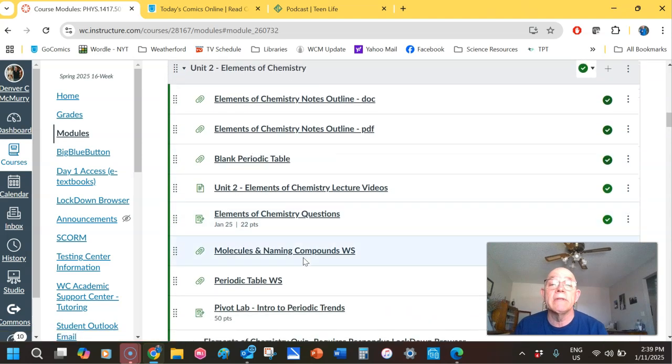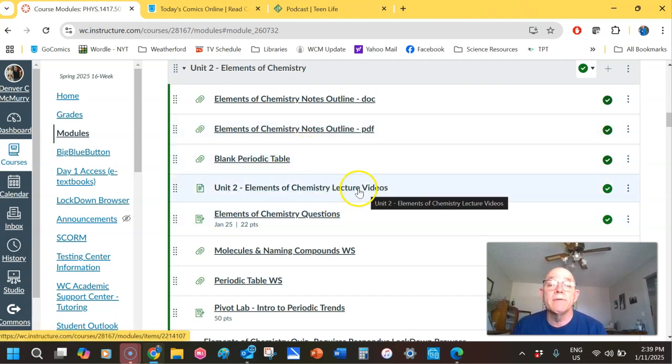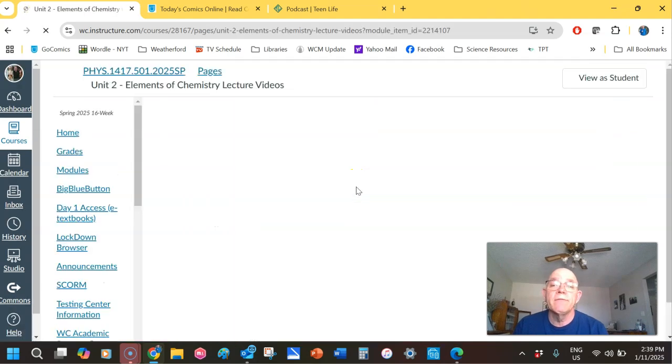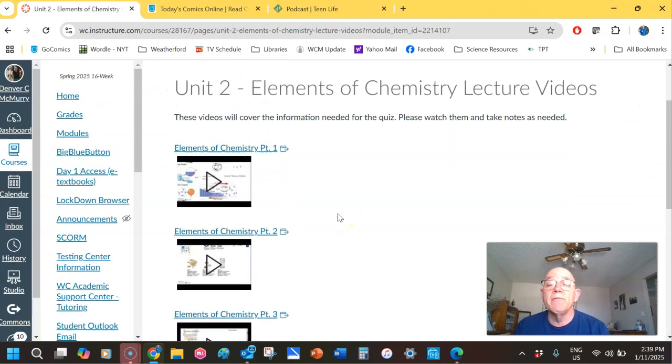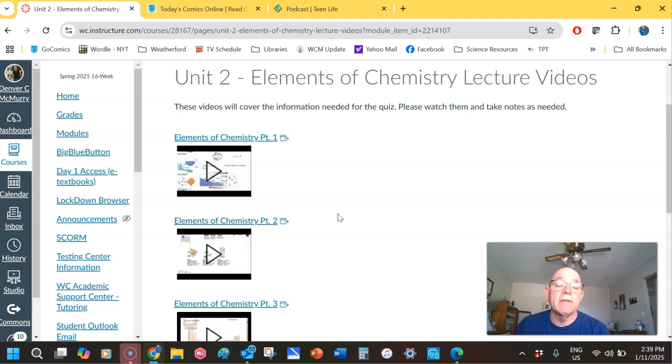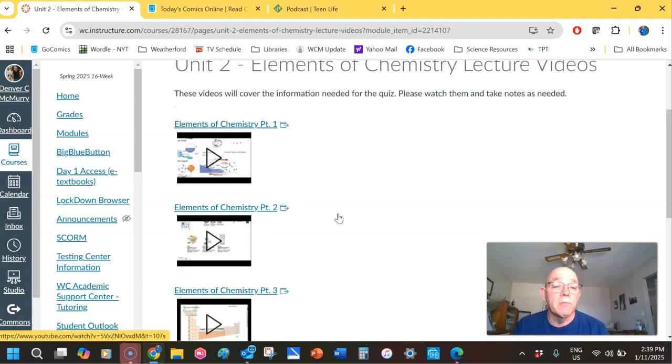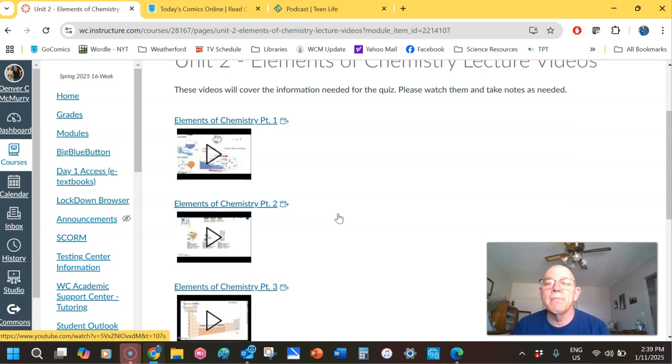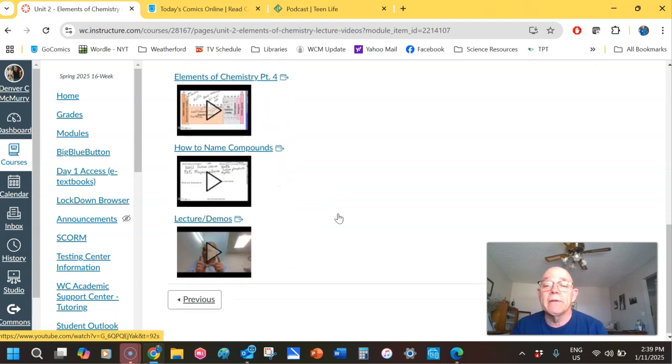Most units will be composed more like this. Let me talk about this and then we'll go back. You will have the outline of the notes, either as a Word document or PDF, if you want to use that. This one has a blank periodic table, but then you'll have lecture videos. If you click on the lecture videos, there will be anywhere from 3 to 5 videos. They're usually 15 minutes or less. That way, if you get bored and fall asleep, you don't have as far to scan through to figure out where you fell asleep.